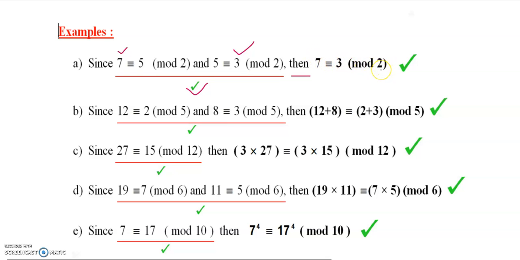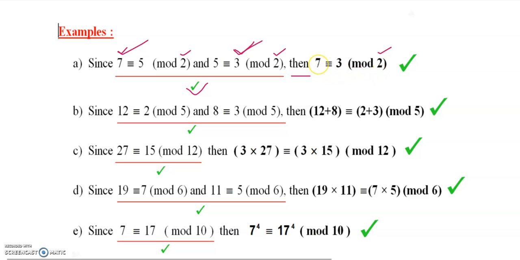Again you can ask me, Mr., whether it is right or wrong. Yes, this is correct. That is a property. If these two congruent modulo are valid, then I can write this first number and this number congruent modulo the same value. Here modulo is 2, here also modulo 2. You write the same modulo. Definitely this is valid. If you have doubt, you can check.